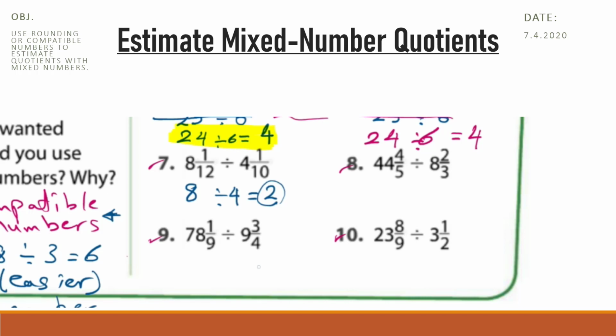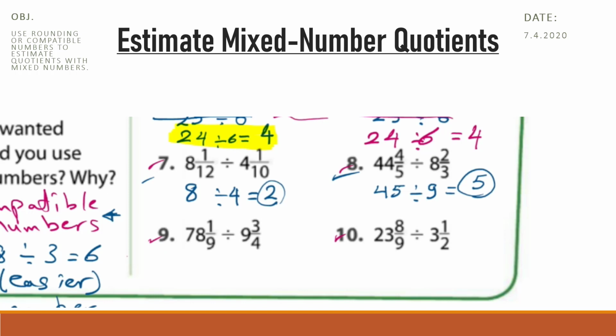Number 8, using rounding, you will find 45 because 4/5 is more than half, divided by 9. And 45 divided by 9 is, excellent, 5. So the answer here is 5. So here we used rounding, and also here we used rounding. Okay, let's see this one.